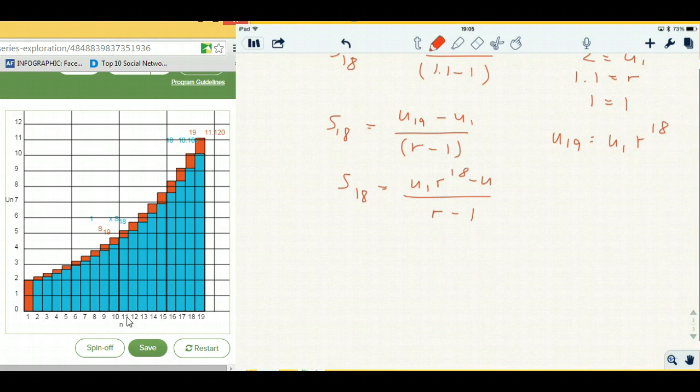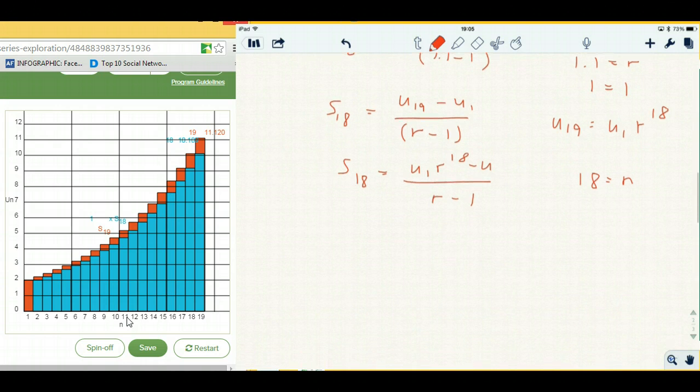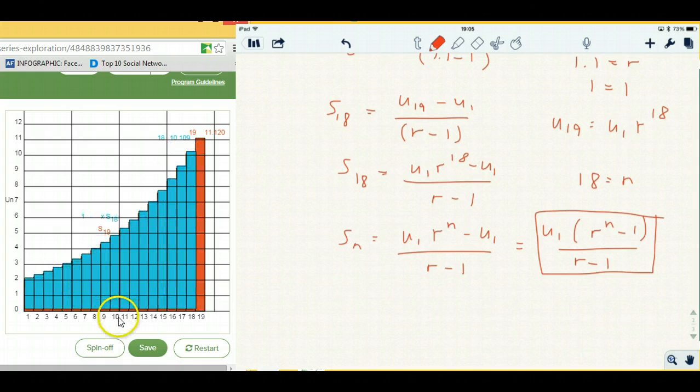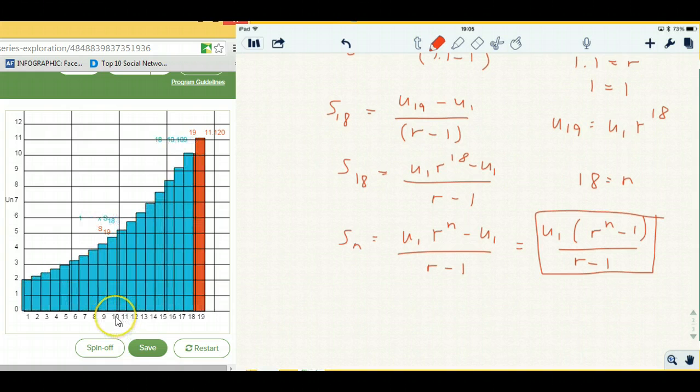Now there's one more substitution we're going to do. Remember that 18 is equal to the n value. It's the last bar. So we're going to replace that. Sn equals U1 R to the n minus U1. Okay? And on the bottom we have R minus 1. And if we want to, we can factor out the U1 so that instead of the way it is, we have this. Okay?